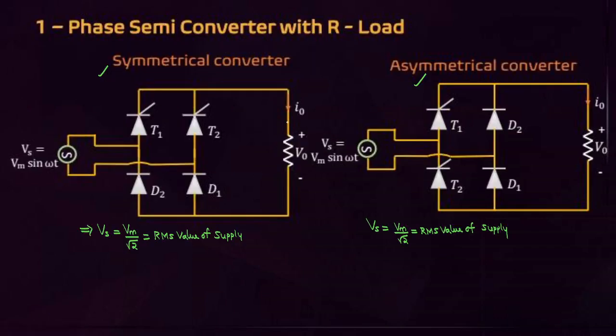This is the first configuration of semi-converter, that is a single phase semi-converter using resistive load. This is the symmetrical semi-converter, this is the asymmetrical semi-converter. Just by seeing the configuration, we have to identify which is the symmetrical and which is the asymmetrical. In symmetrical semi-converter, each leg consists of a thyristor and diode combination. But in asymmetrical semi-converter, one leg is completely thyristors, one leg is completely diodes. Then it is asymmetrical semi-converter.